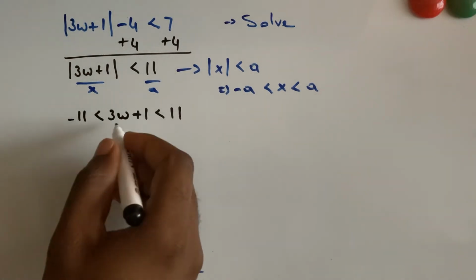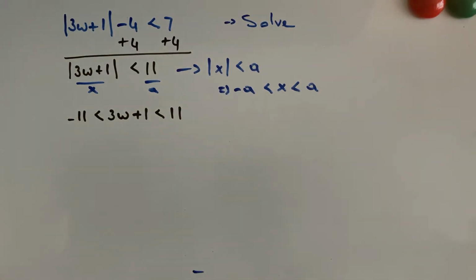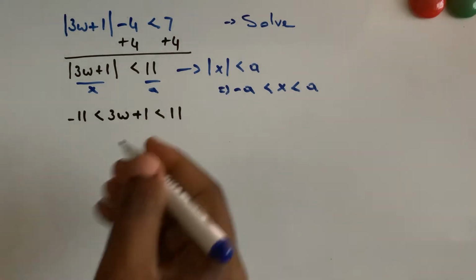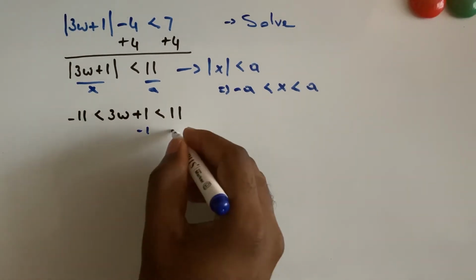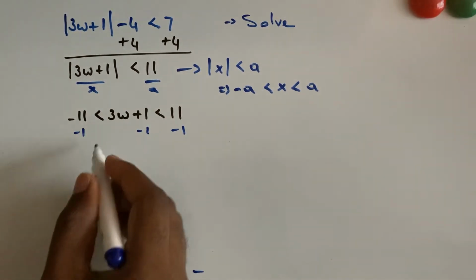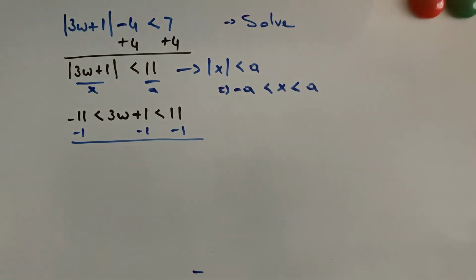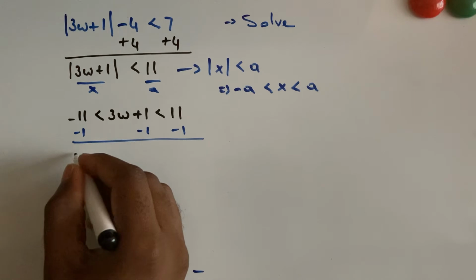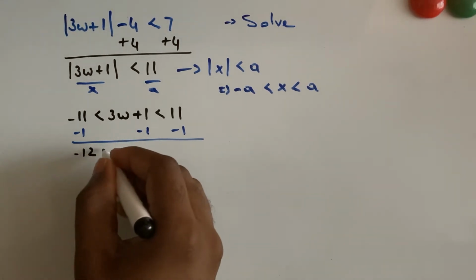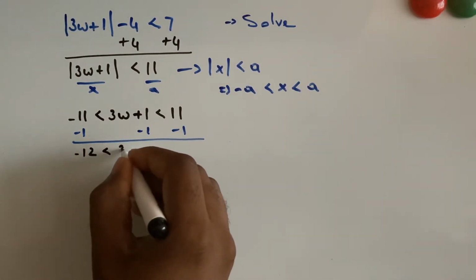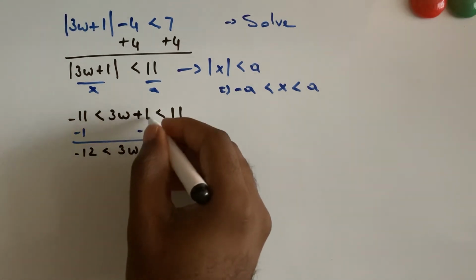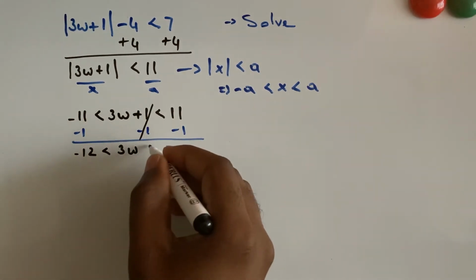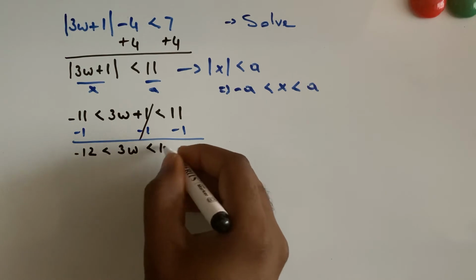Again, I'm isolating. In the middle here, I want to have only w by itself. So I'm going to have to subtract 1 everywhere because I don't want 1 there. I have to subtract 1, subtract 1, subtract 1. And once you do that, you'll end up with negative 12 less than 3w, because 1 is canceled out here, less than 10.